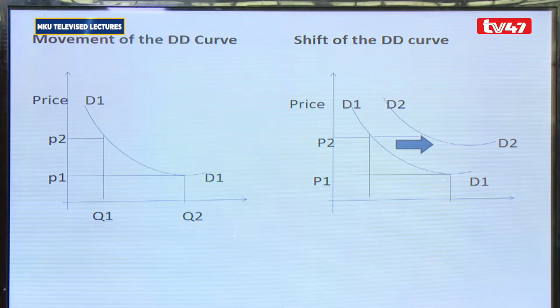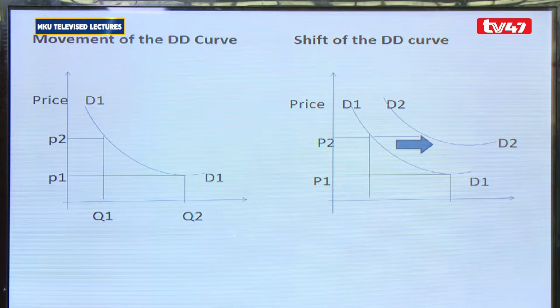If those factors, on the other hand, are unfavorable, the key word here is unfavorable or favorable. If they are unfavorable, the demand will move from D2 to D1, meaning at whichever price less is demanded. That is referred to as the shift of the demand curve.